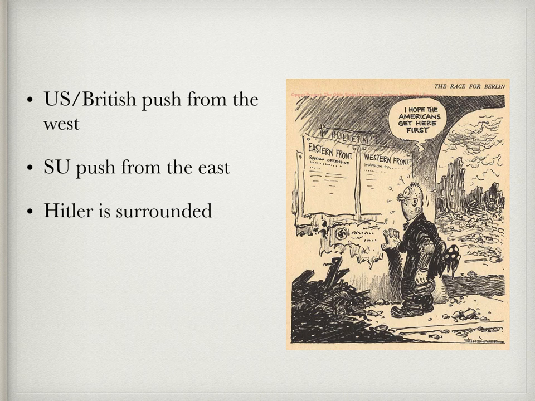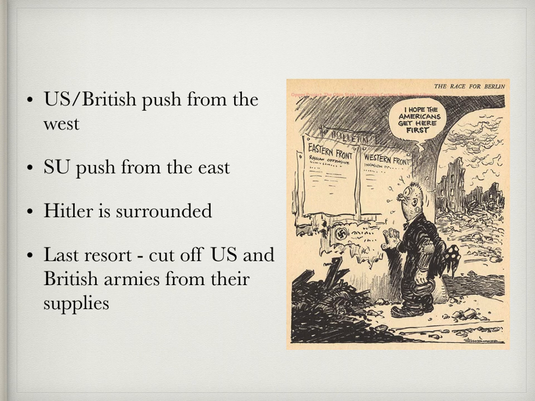The political cartoon, the race for Berlin. Here we have this old German man looking at the news bulletin. In the background, we see war-torn Germany being destroyed, the Eastern Front by the Russian offensives and the Western Front with the Allied offensives. And he says, I hope the Americans get here first. So you really see how the perceived idea was that Germany definitely doesn't want the Soviet Union to get to Berlin first. They'd probably much rather have the Western Allies get there first.